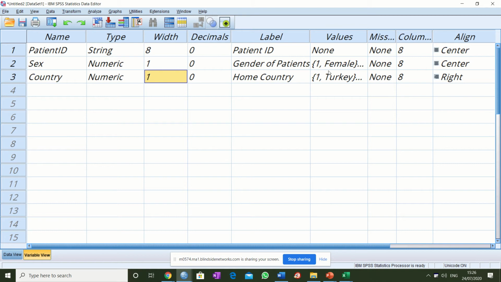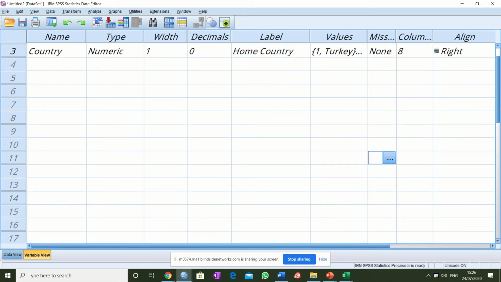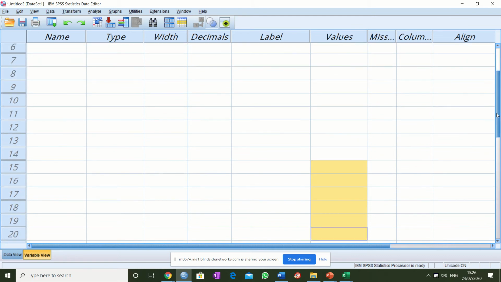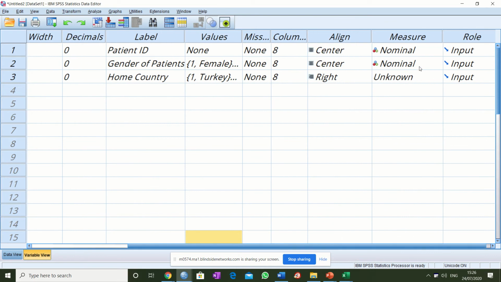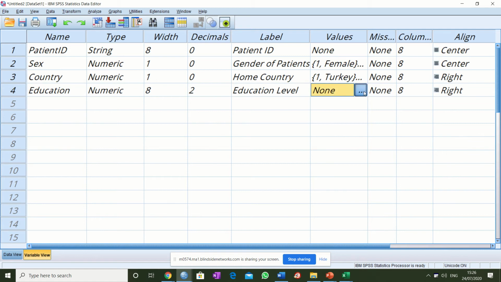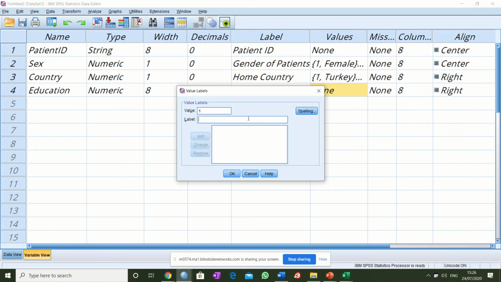So here 1, 0, and sorry, this is not ordered. Since it is not ordered, this is again nominal. Now let us have one ordinal one. I can have education level. I can just write here education level, and here I can write 1 primary school.